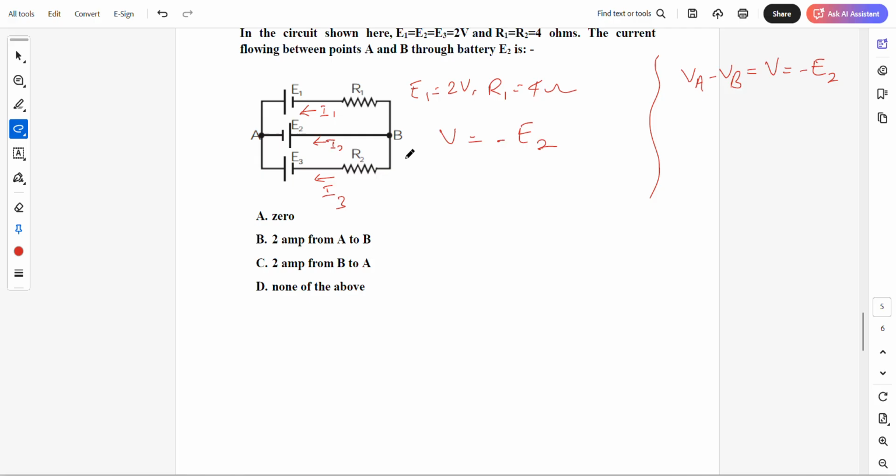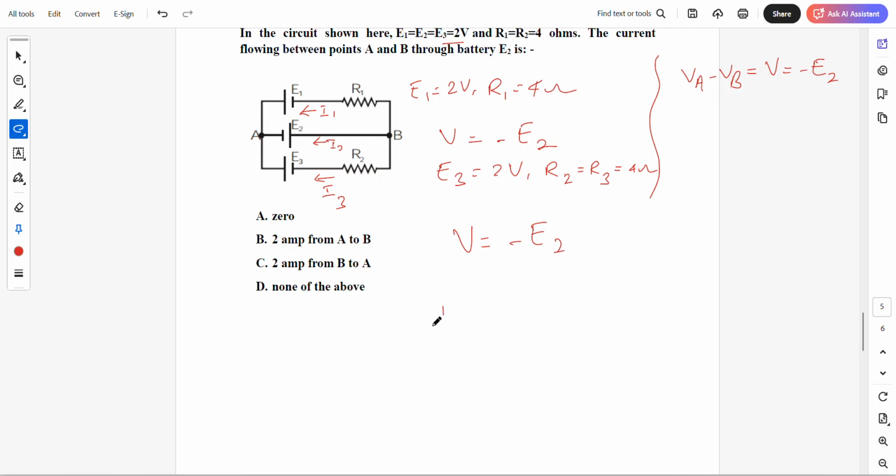Now how much is E3? E3 is again 2 volts, they have given, right? Here it is mentioned. And R3, I will take R3 itself as 4 ohm. Now we need not apply the formula to calculate the common potential difference. Already you know V is equal to minus of E2.